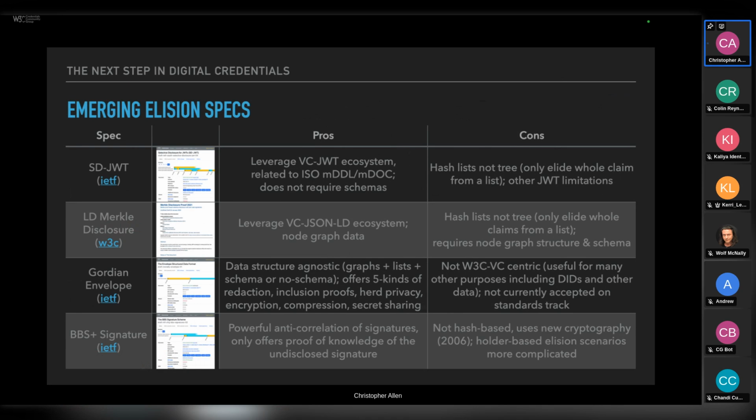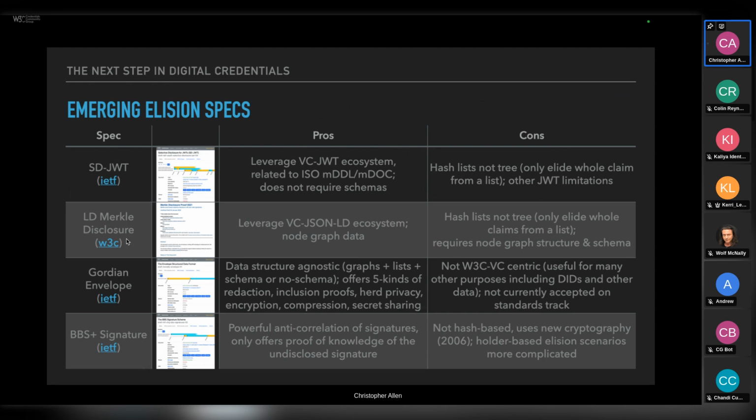There's SD-JWT, which is being run through the IETF. It leverages the verifiable credentials JWT ecosystem. DIF uses a lot of those. It's also related to the ISO mDL and mdoc standards that are being used for mobile driver's license. You know, for a lot of people, they like it because it doesn't require schemas. If you're familiar with this area, that's a complicated pro and con. A particular con is that the hash list is not a tree. They basically elide a whole claim from a list. So they basically have a list of claims and they say, well, we're going to elide, you know, 3, 5, and 9. So it is not quite as flexible as a tree version of it.